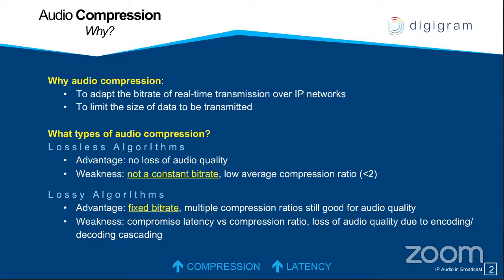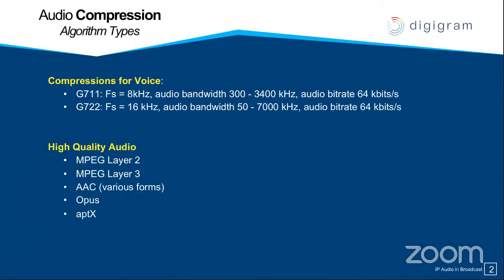But as we increase compression, as we try to adapt to a smaller, slower network, we're going to increase the latency. Now, the typical compressions that you're going to run into when you set up your network are these. There are voice over IP compression algorithms for voice because voice has a very narrow bandwidth in the audio spectrum, 300 to 3,400 kilohertz. G711 and G722 have been used for years. These are perfectly suitable and they work fine for spoken word.